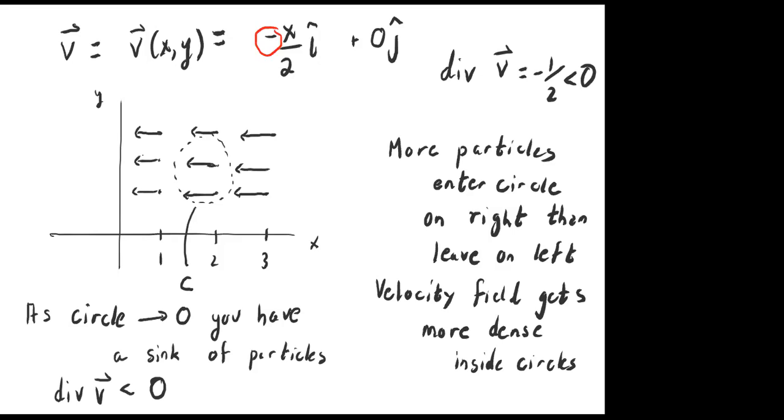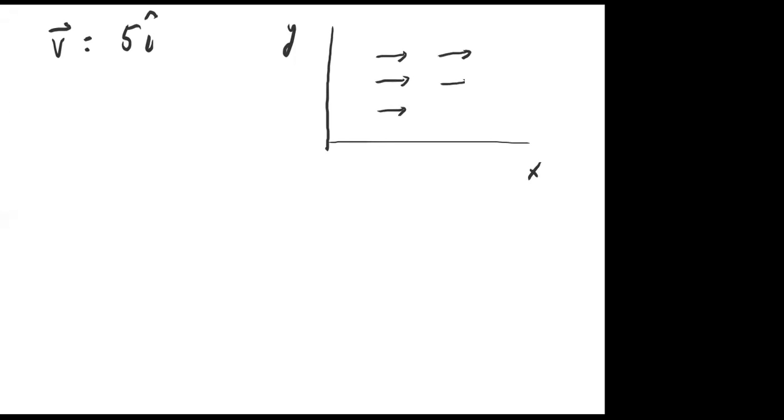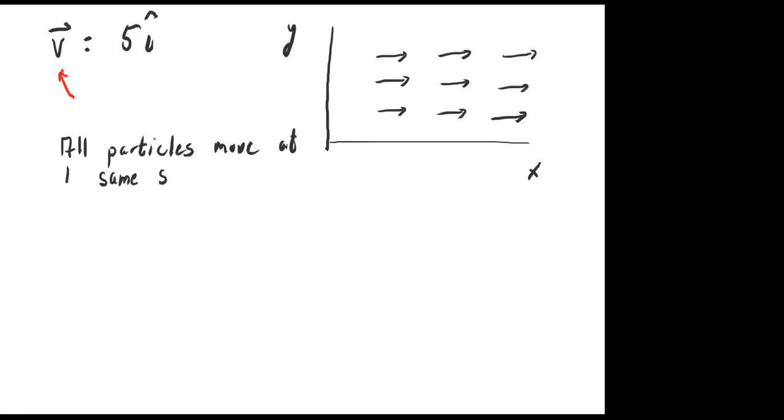Okay, finally, let's pick an intermediate case. We have a velocity field. And again, I'm using this model of a two-dimensional fluid. And I'm going to make it even simpler. It's going to be a number 5 times i hat. And so I can sketch that out. What this velocity field will look like for my two-dimensional fluid, at any point in the fluid, I'll have a velocity vector associated with it, but it'll be moving in the same direction and it will be constant. So for this particular choice of velocity field V, all particles move at the same speed.